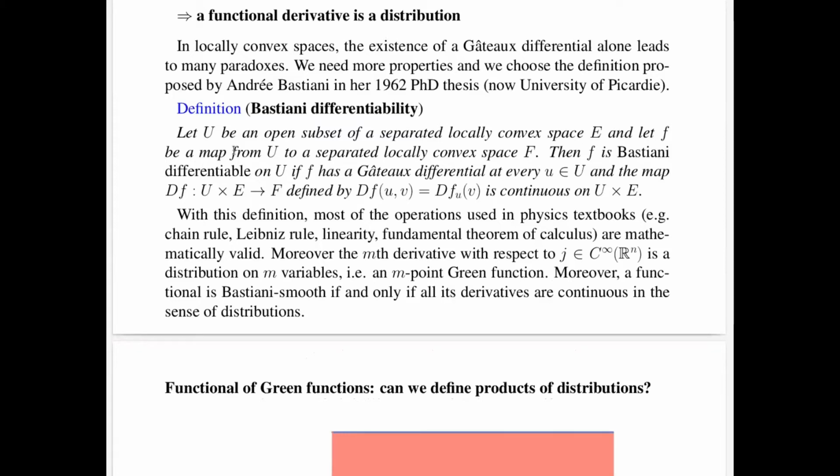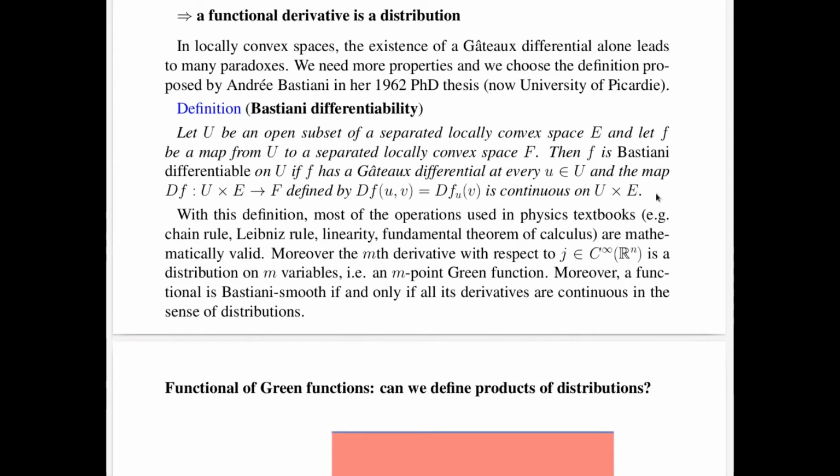What you need is that if U is an open subset in a separated locally convex space E, and F a map from U to a separated locally convex space F, then F is Bastiani differentiable on U if F has a Gateau differential, so that's the previous definition, at every U in the open set, and the following map is continuous on U times V.